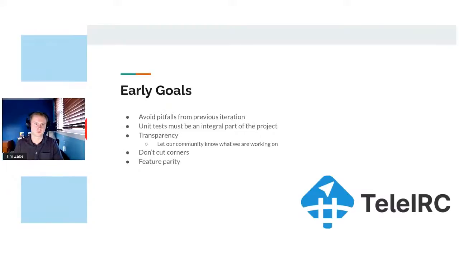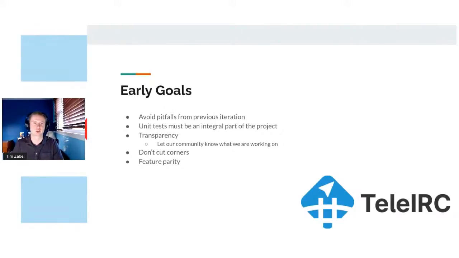And so our early goals for the project were to really avoid all the pitfalls that we had from the previous iteration. Our Node.js version went through a lot of rewrites, and it was a bigger code base than we originally wanted. And from the start, we wanted unit testing to be an integral part of the project, because unit tests are how we make sure that things work as intended, so that when we ship a release, we know that things are going to be working. And the hardest thing, at least for me, was transparency.